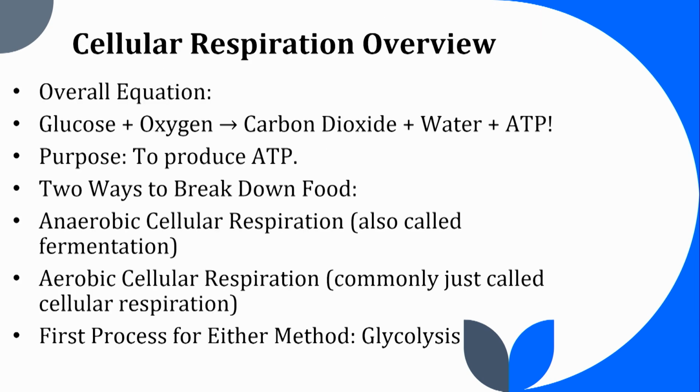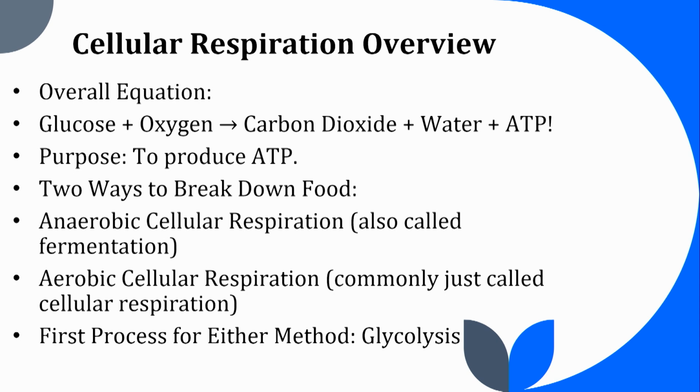So here's an overview of cellular respiration. Let's look at the overall equation. Okay, so glucose, the food that you eat, plus oxygen, the air that you breathe, when they come together in your cells and your cells do cellular respiration, it's going to convert it into carbon dioxide, which is the gas that you exhale, water, and ATP, which is the energy that we need. The purpose of this is to produce ATP. That is our goal, okay? We really need the ATP here so that you can stay alive.